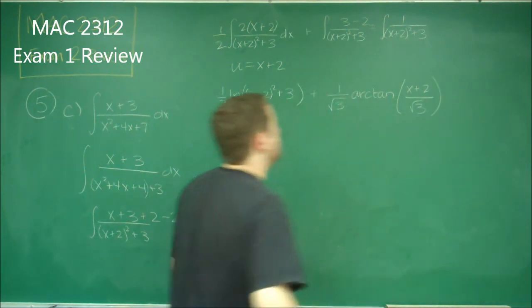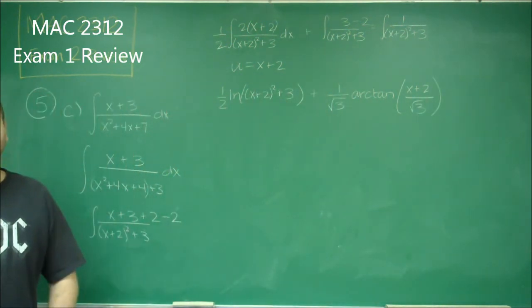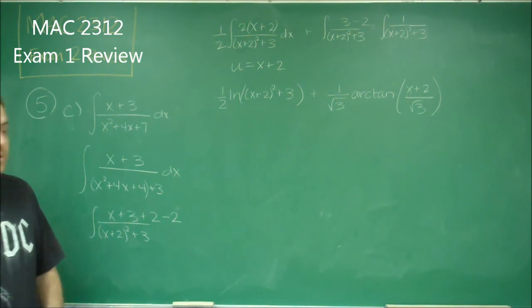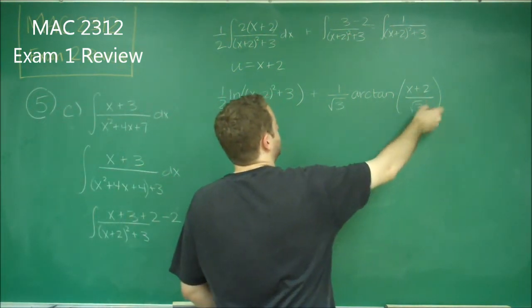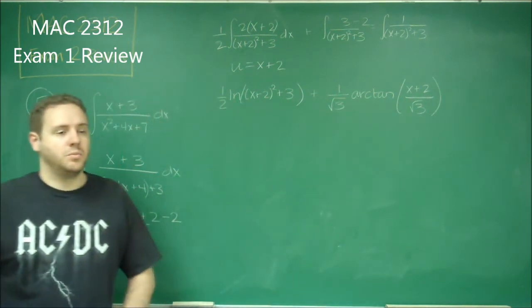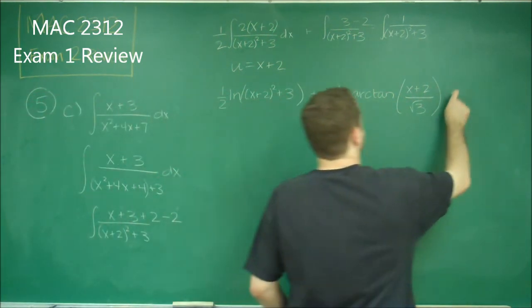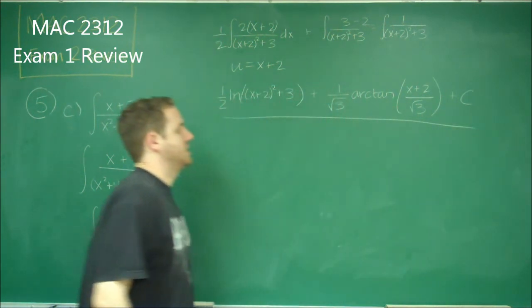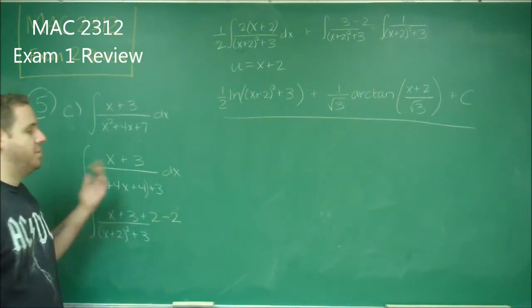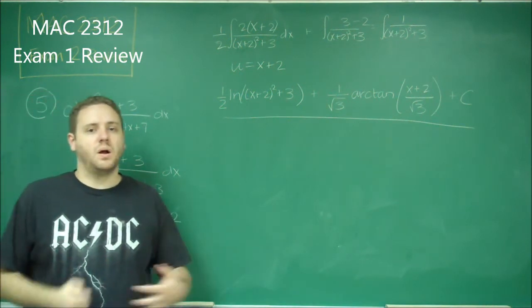Remember that that a, which in this case ends up being square root of 3, has to be divided in front of the arctan and inside whatever the variable part is. And then we have plus c. Just like that. So when you complete the square, expect the problems to be of this format.